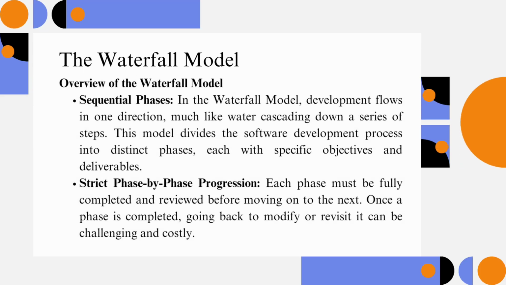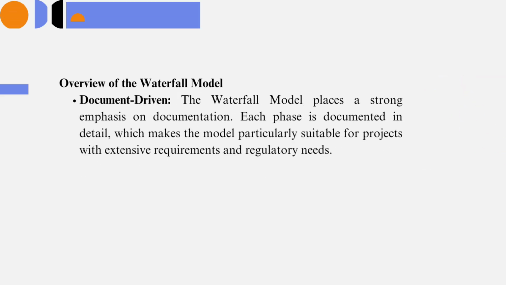Overview of the Waterfall Model. Sequential phases. In the Waterfall Model, development flows in one direction, much like water cascading down a series of steps. This model divides the software development process into distinct phases, each with specific objectives and deliverables. Strict phase-by-phase progression. Each phase must be fully completed and reviewed before moving on to the next. Once a phase is completed, going back to modify or revisit it can be challenging and costly.